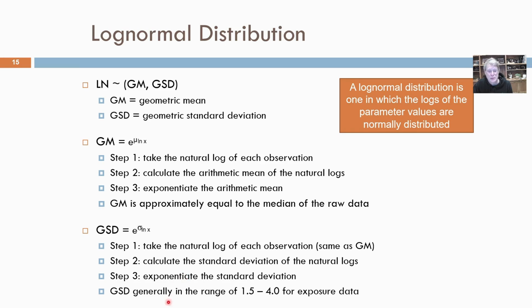The GSD is generally in the range of 1.5 to 4 for exposure data, but it can be higher too, 5 or 6 or so. Not much lower than 1.5 though, because when it gets lower than 1.5, the distribution's not skewed right very much at all, and it might actually look more like a normal distribution.